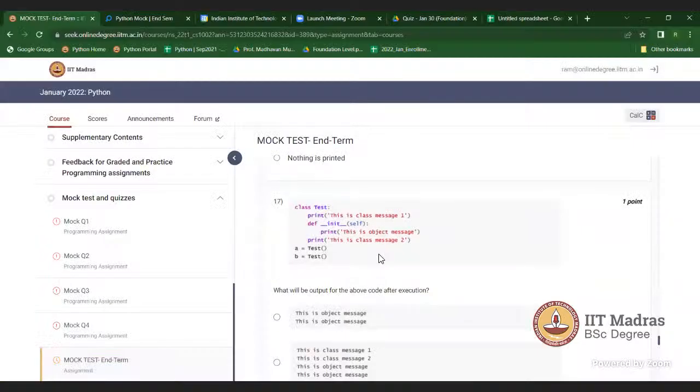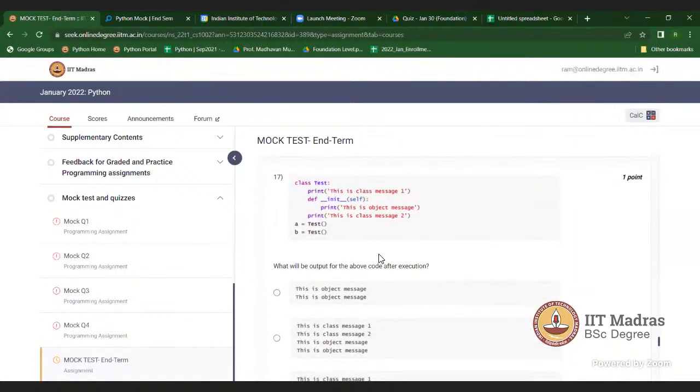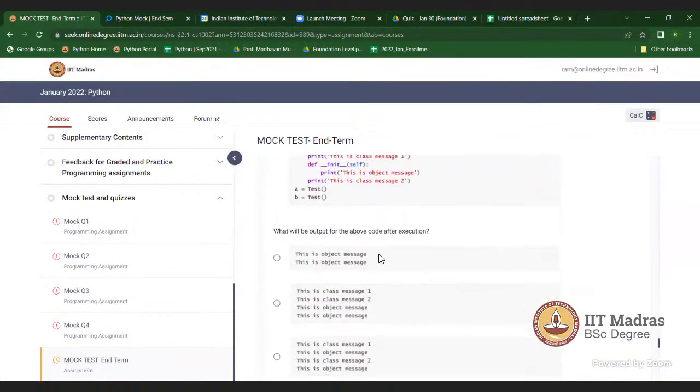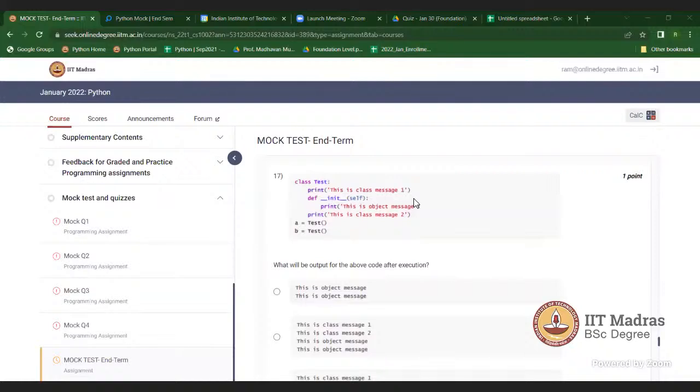For execution of this code, we don't need to create any object. This code will always be executed. So that's why this class message one will be printed first. This class message two will print later, and after that this object message will be printed. Oh, okay, sir. I was thinking first this message one. I got it. Okay.